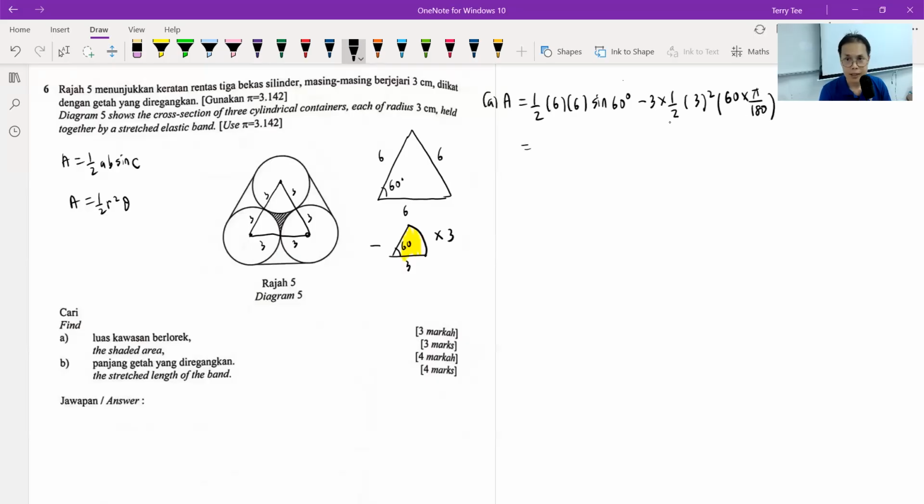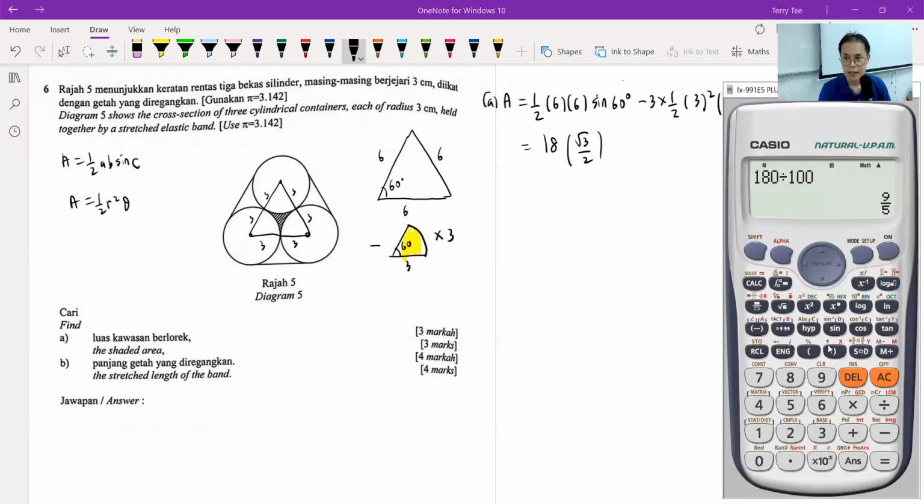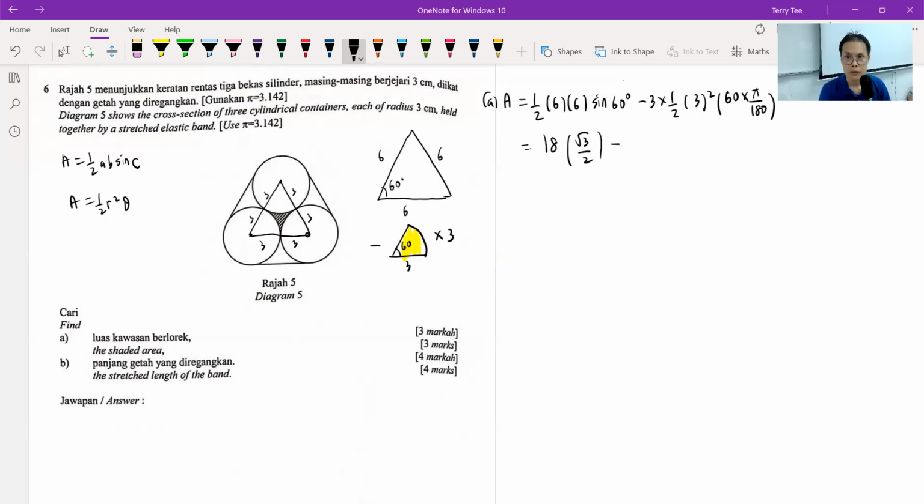Okay, we can simplify this. A half times 6 is 3. 3 times 6, 18. Sine 60 is root 3 over 2. I can show you using calculator. Sine 60 is root 3 over 2. And this is going to give us 3 squared is 9. 9 times 9 times root 3 is 27, 27 over 2. And 60 times pi over 180 is actually pi over 3.